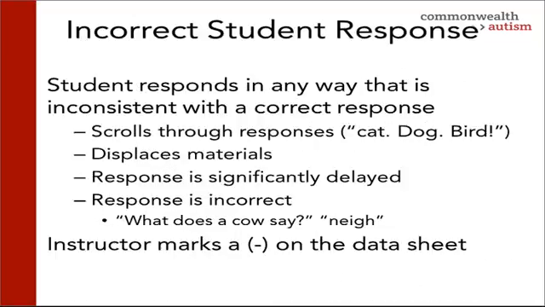An incorrect student response means that the student responds in a way that is inconsistent with a correct response. So either they scroll, so maybe you ask them, what flies in the sky? And the student says, cat, dog, bird. They might displace materials, throw picture cards, throw other objects. Their response might be significantly delayed, so maybe you ask them to do something and then it takes them 12 seconds to do it when they need to respond within 3 seconds. Or the response is just incorrect. So you ask a student, what does a cow say? And they say neigh. In that instance, you want to mark a minus on the data sheet.